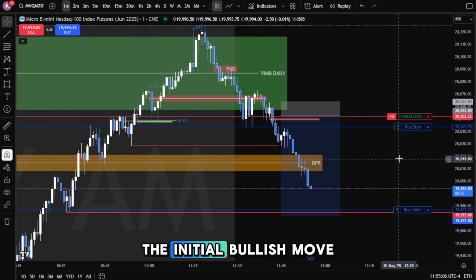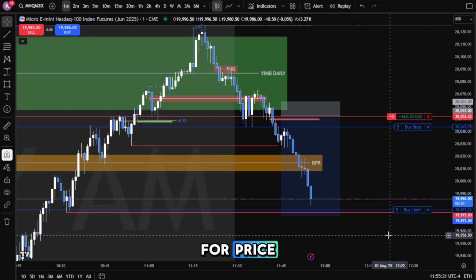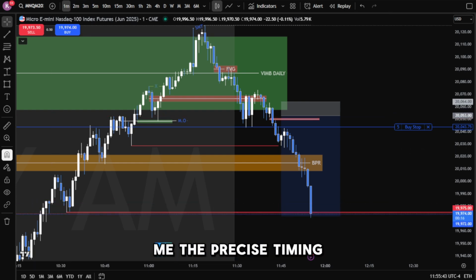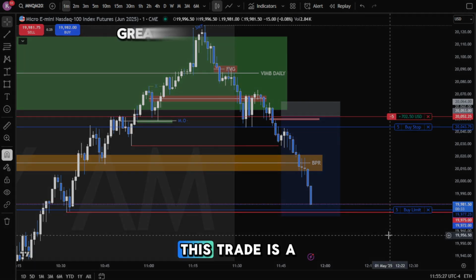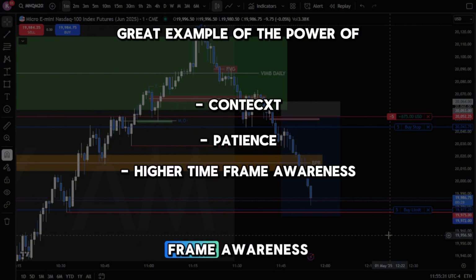Even though I missed the initial bullish move, I knew the higher time frame imbalance would act as a magnet for price. SMT and FVG gave me the precise timing to enter the retrace. This trade is a great example of the power of context, patience, and higher time frame awareness.